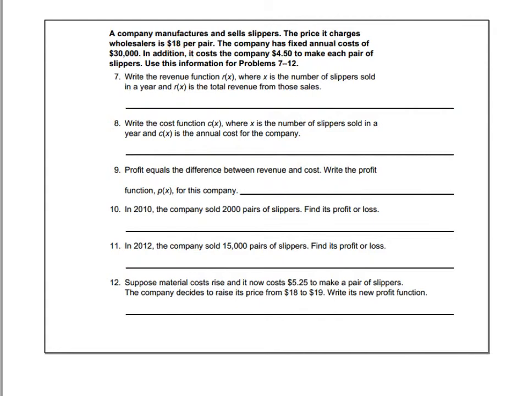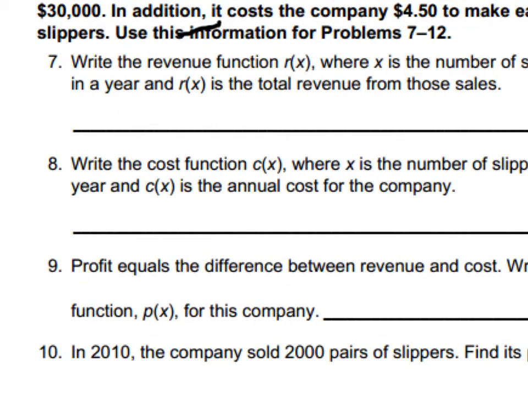So we know that R of X is equal to $18 for every pair of slippers. That's not profit, that is just revenue. So that's when they sell them, they get that money back from the wholesalers.